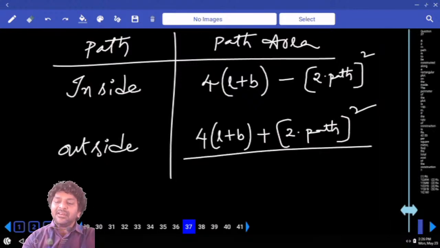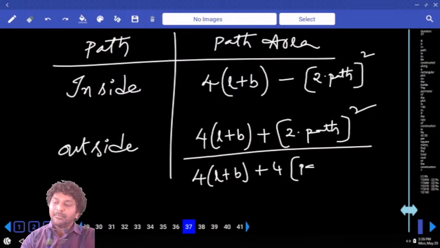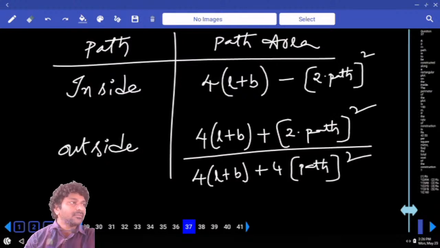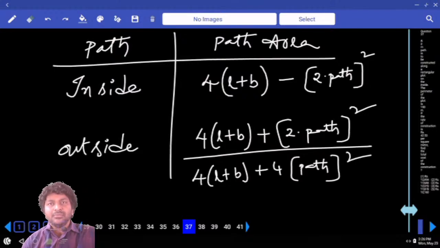The same, you can even write it as 4 times of (L plus B) plus 4 times of path whole square. It's up to you.